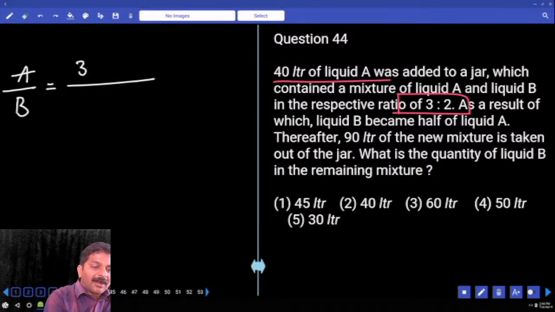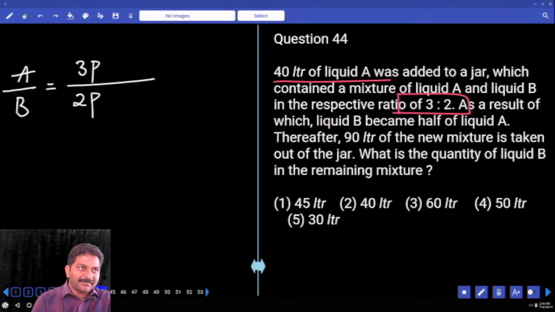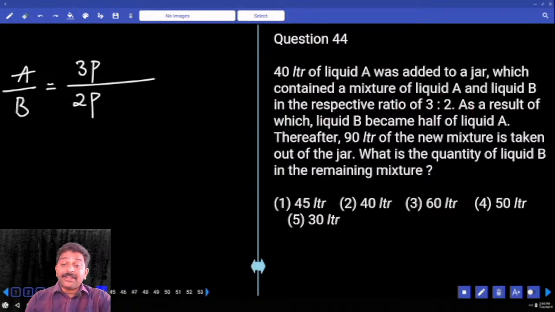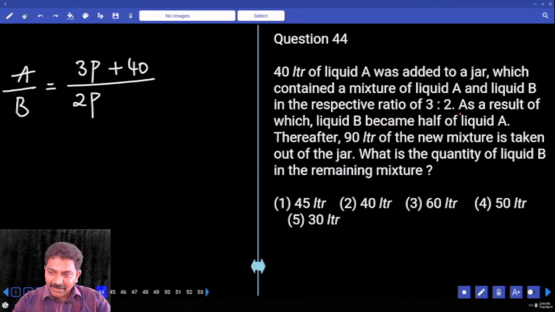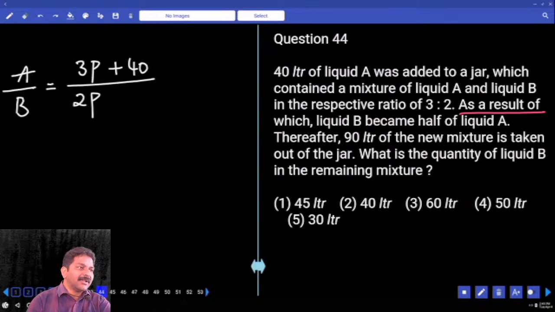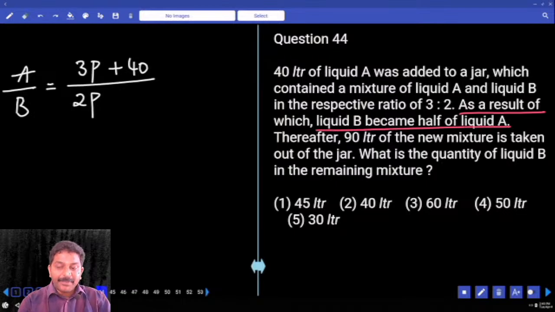That means already we have 3 parts of liquid A, 2 parts of liquid B in the container. To that, what is the quantity that you are adding? 40 liters of liquid A. That means do I need to add 40 in the numerator or in the denominator? Plus 40. Now this is a new content. Agreed? Now continue. As a result, after adding 40 liters to that, what happened?